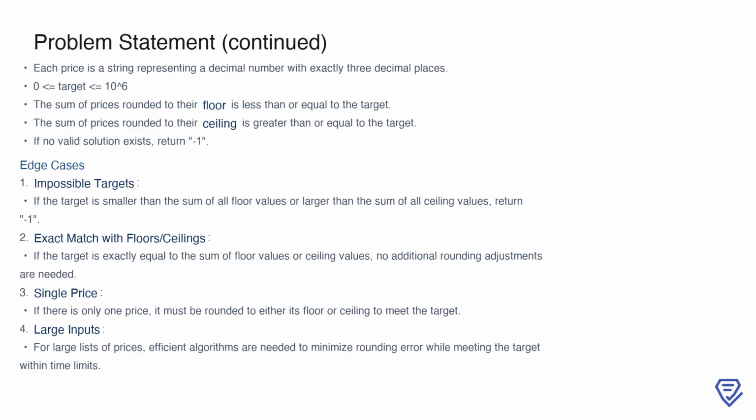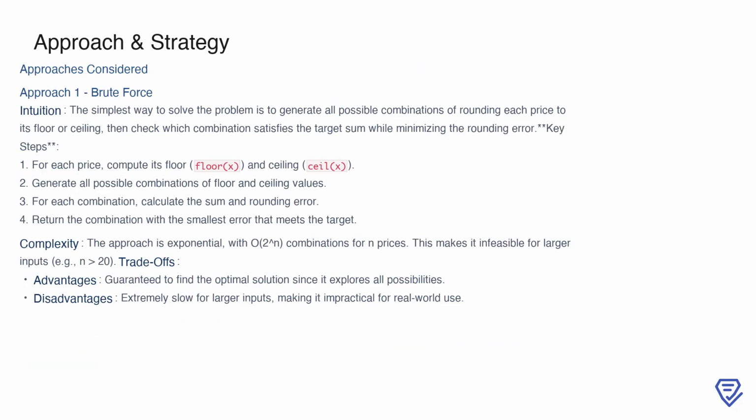For edge cases, if the target falls outside the range defined by the floor and ceiling sums, it's immediately deemed impossible. If the target exactly matches the floor or ceiling sums, no further adjustments are needed. For a single price, we simply round it to either its floor or ceiling to meet the target. Finally, with large inputs, the algorithm must efficiently handle the calculations to ensure it runs within time limits while minimizing the rounding error. To begin solving this problem, let's first consider the brute force approach.